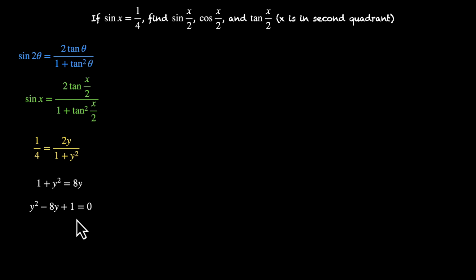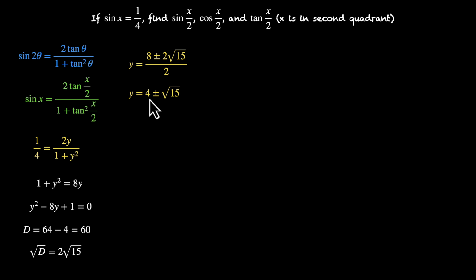Let's solve this quadratic. Discriminant will be b square minus 4ac. That's 64 minus 4. That's 60. So root d will be root of 60. That's 4 times 15. So that's 2 root 15. So root d equals 2 root 15, which means y is equal to minus b, which is 8, plus minus 2 root 15, divided by 2. Let's cancel this 2. y is equal to 4 plus minus root 15. Now here we're getting two values of y, which means we're getting two values for tan x by 2.